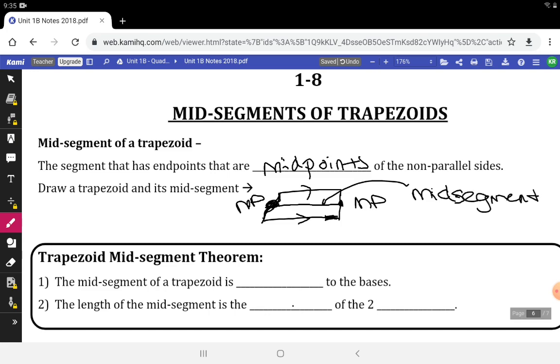As you can see from the picture, the midsegment of the trapezoid is clearly parallel to the bases, so I'll go ahead and mark that on here. And it becomes the average of the two bases. Okay, because it's in the middle, it's the average of the top base and the lower base in terms of length.